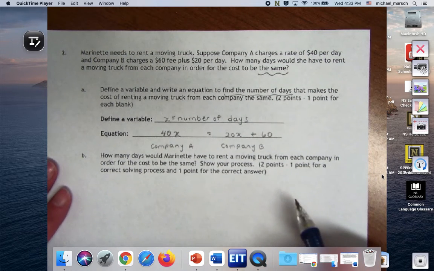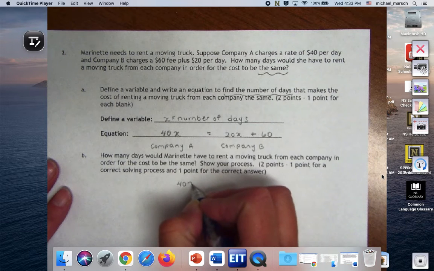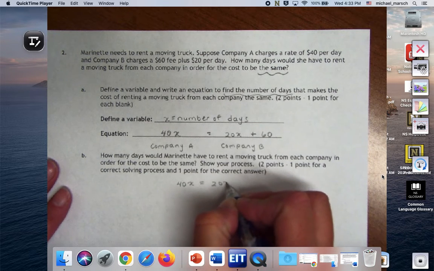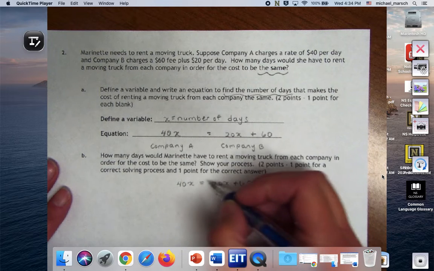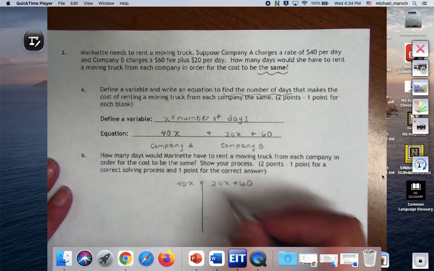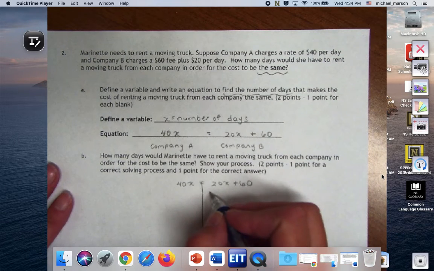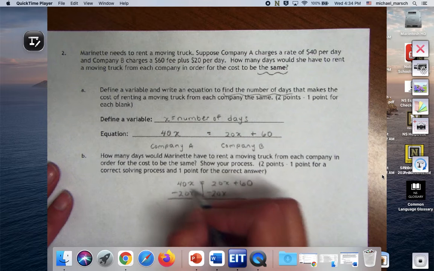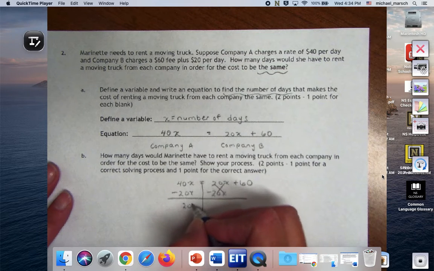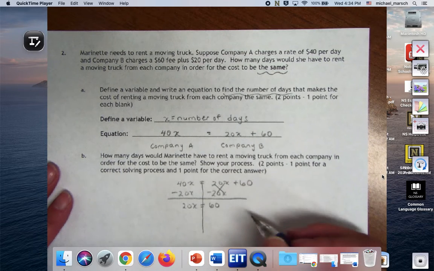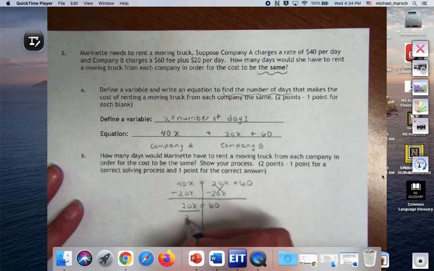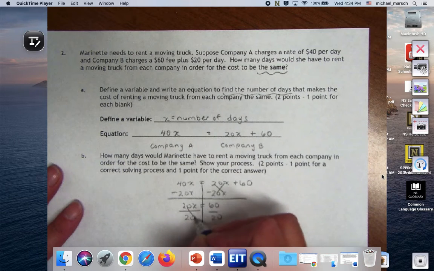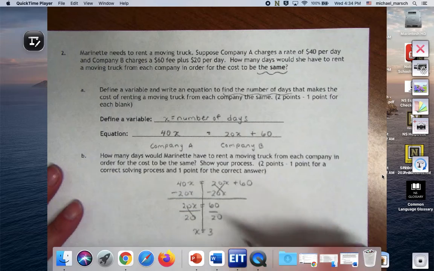Show your process. Okay, so I'm going to set this up. 40x equals 20x plus 60. I'm going to draw my wall of equality. Subtract 20x from both sides. So I have 20x equals 60. Divide both sides by 20. x equals 3.